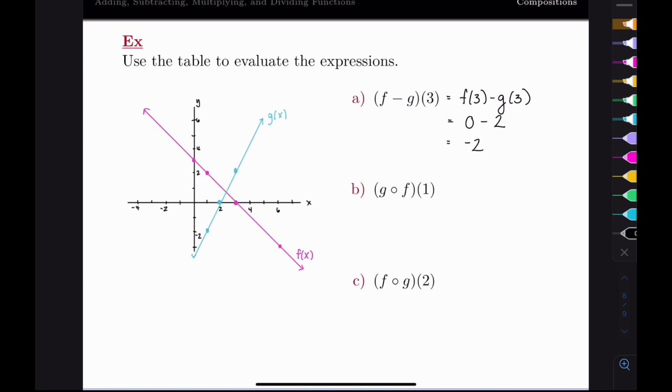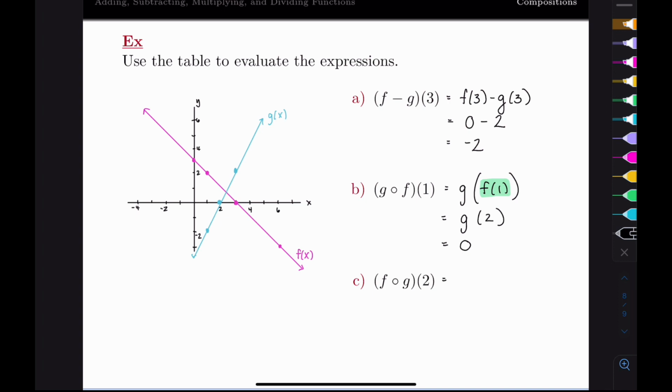Okay. Moving on to the next two, again, this is composition, so the outside is g, the inside is f, and we're plugging in 1 for x. So I've got to start on the inside by finding f of 1. And using our graph, when x is 1, f is 2. So the inside is really 2. And then using our chart again, when x is 2, g is going to be 0. So this ends up equaling 0.